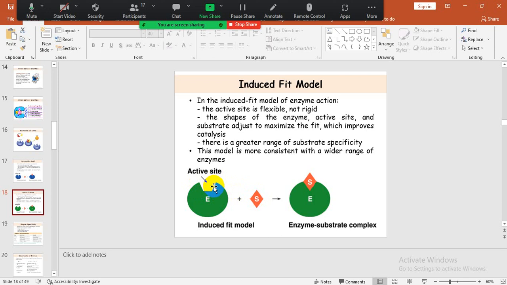But she has waited to have a husband, and the husband is not coming. So now she tells herself that whatever will come, I will accept. So this poor man, the substrate, the ugly man, will come and bond over here, and the enzyme will accept him too, and we get this enzyme substrate complex. So we call this model an induced fit model.